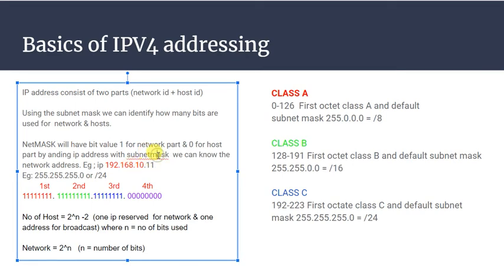So the example is this one. You have this address, and when you AND this with this subnet mask, you will get 192.168, and that will be the network address, and the other part is the host part. To calculate the number of hosts, you have 8 bits for the host part. In that you can say 2 to the power of 8 minus 2, because of the reserved addresses for network and broadcast. And to calculate the number of networks, you have 2 to the power of n, where n is the number of bits. If you have 3 bits, you can have 8 networks. That's it. Okay, let's move on to the next slide.